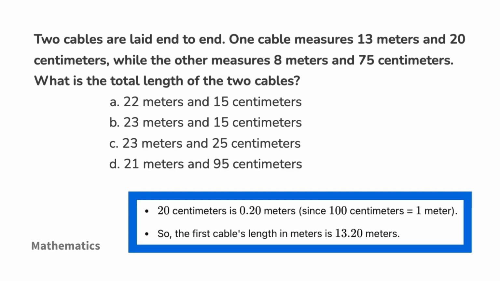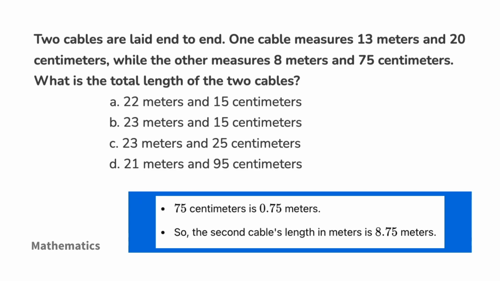All right, great. Let's talk about it. We need to understand first how to convert the measurements into meters. The first cable is 13 meters and 20 centimeters. 20 centimeters is 0.2 meters since 100 centimeters equals 1 meter. So the first cable's length in meters is 13.2 meters.